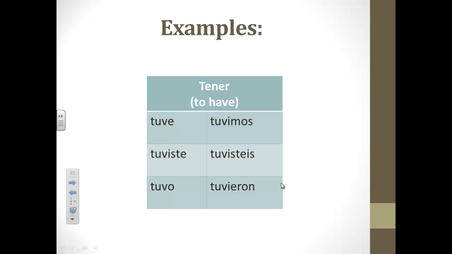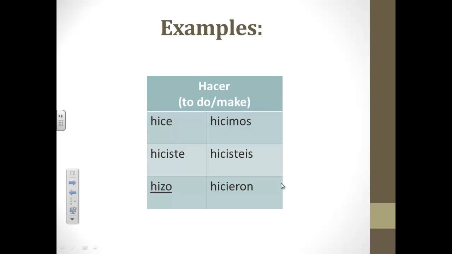Okay, let's look at one more verb. Let's look at the verb hacer. Hacer means to do or to make. Notice its irregular stem is HIC, so we went ahead and put HIC everywhere. We'll talk about this box and why it's special in just a second.